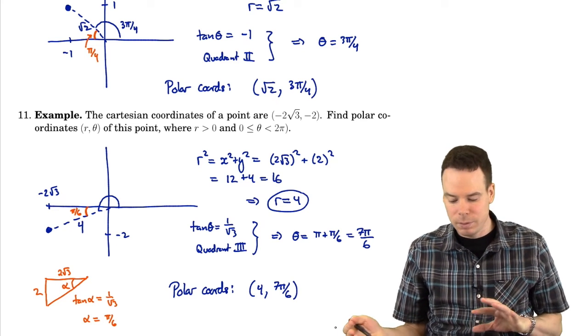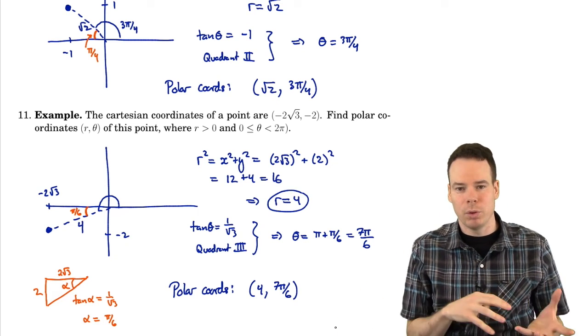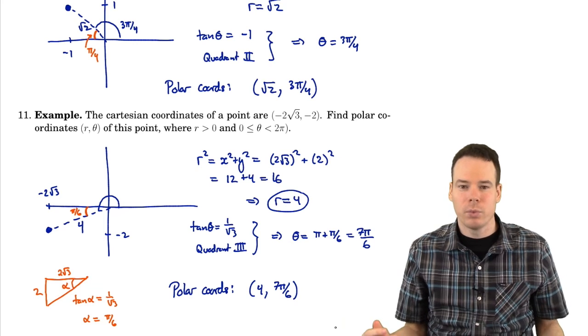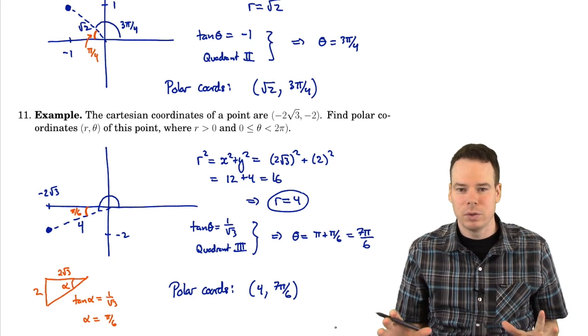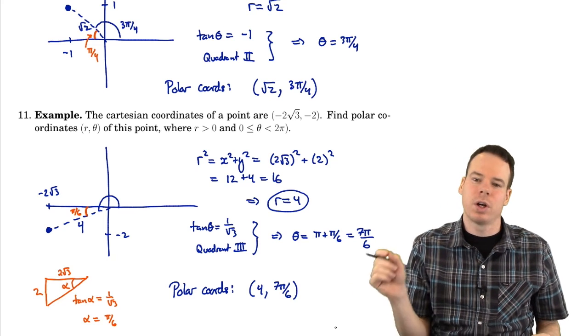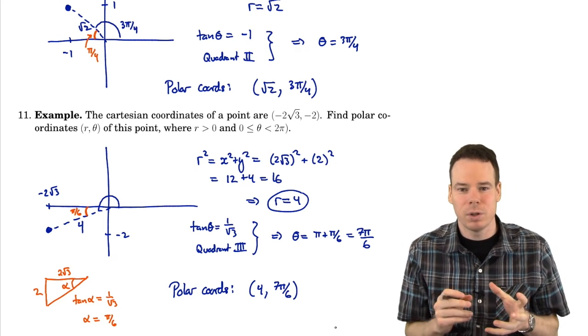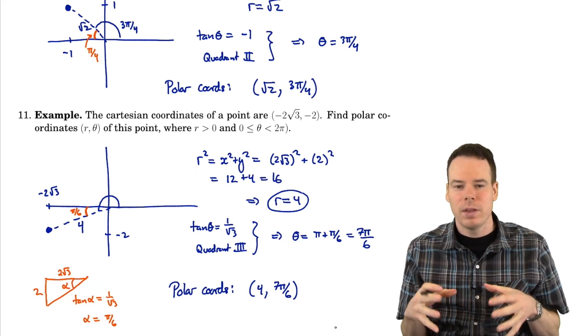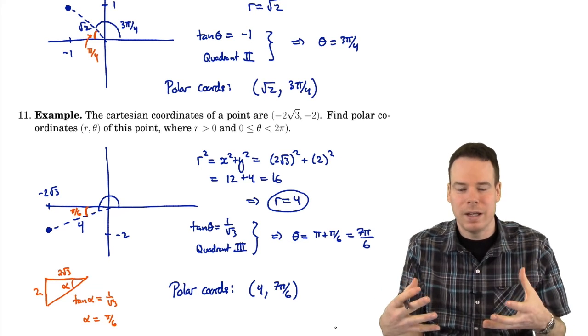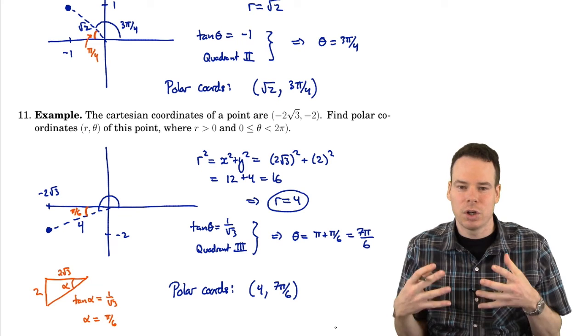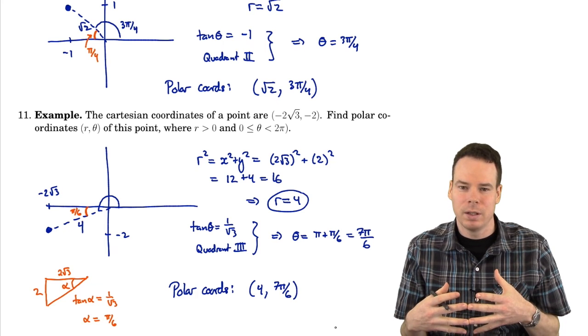So there are some examples of going back and forth between polar and Cartesian coordinates. One of the really important things that we're going to be using later on is the conversion from polar to Cartesian, and we're going to use it in somewhat of a surprising way. What we're going to do next is start to look at sketching curves given in polar coordinates.